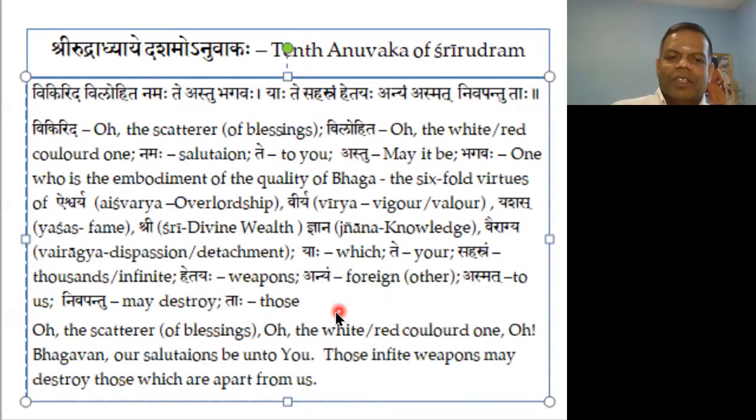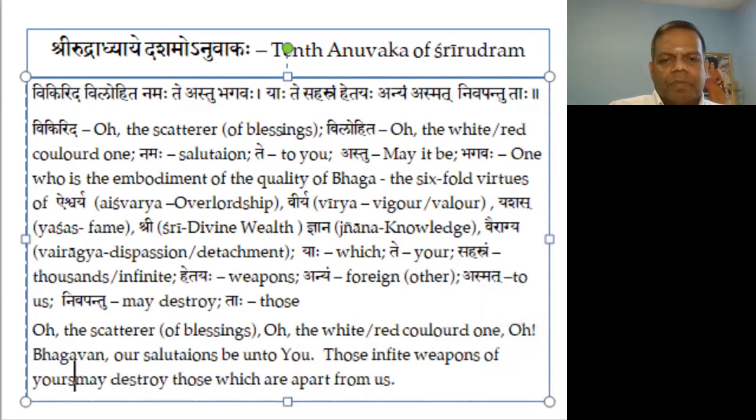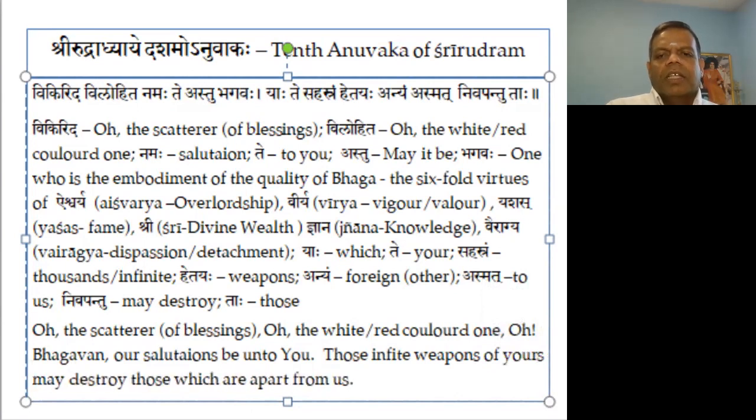That's the prayer. So we're asking the Lord, oh, the scatterer of blessings, oh, the white-red colored one, like fire. Oh, Bhagavan, who possesses all those good qualities, our salutations unto you. Those infinite weapons of yours may destroy those which are apart from us. We are asking the Lord to destroy all that is not a part of us.